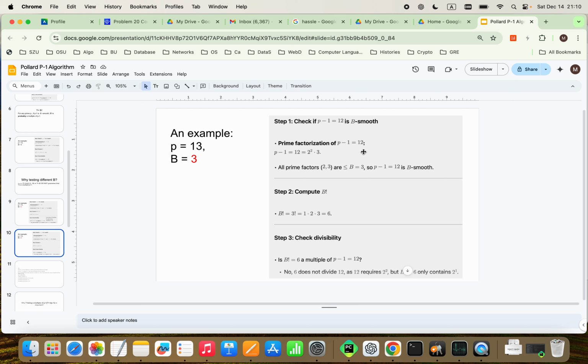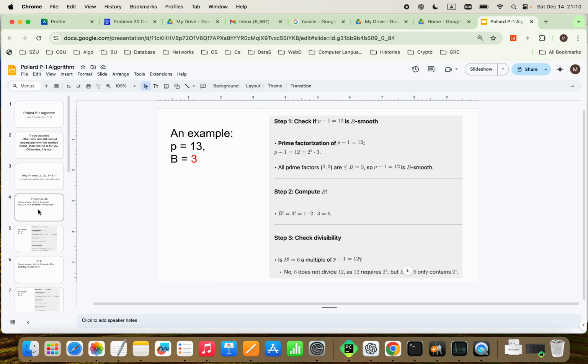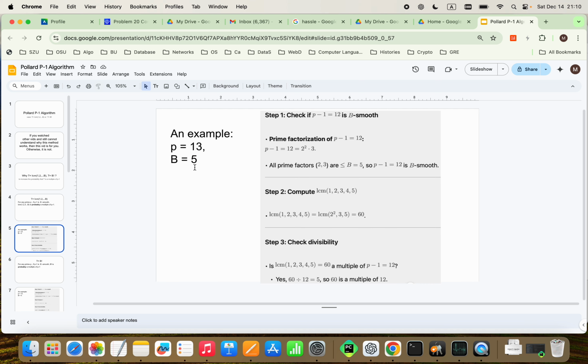So what happens if it doesn't help us obtain this? We just increase the value of b, because as we have seen before, when b is 5, the result becomes a multiple of p-1. 60 is a multiple of 12. That's why in the algorithm we are testing different b's, incrementally increasing the b.